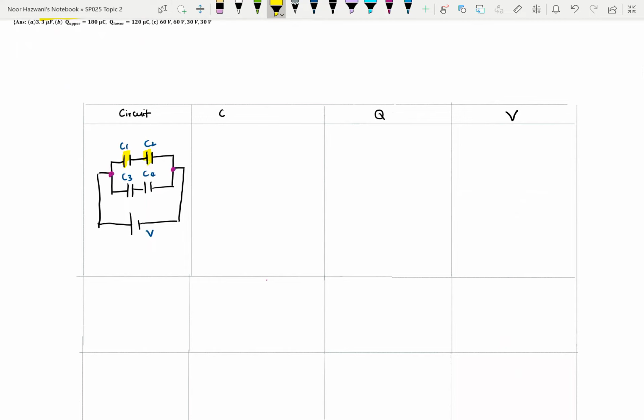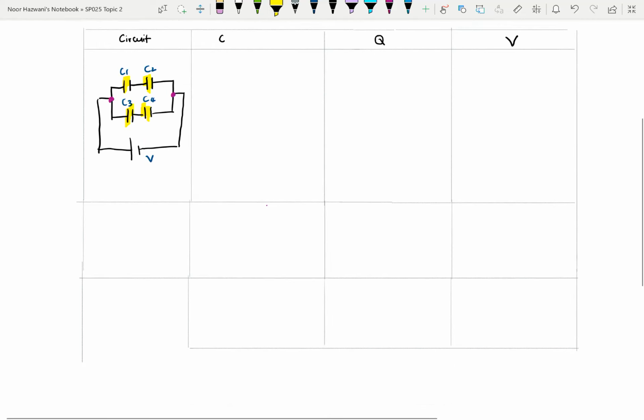C1 di sini dan C2 adalah dalam keadaan series. Okay, and then C3 dan C4 juga dalam keadaan series. Sebab apa I kata C1 dan C2? Sebab kita tak jumpa pun antara C1 dengan C2 ada junction tak? Tak ada. So, kalau tak ada, memang dia punya connection adalah series. Sama juga dengan C3 dan C4. Dia punya connection adalah terus. Dia tak ada jumpa junction pun between them. So, dia adalah series.